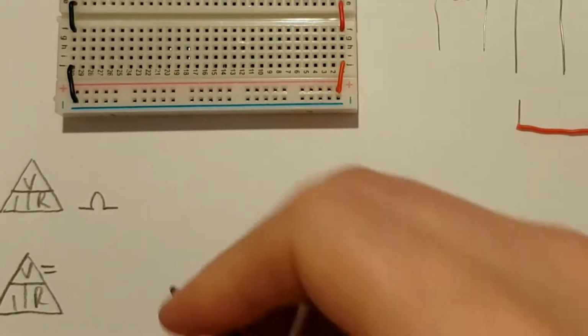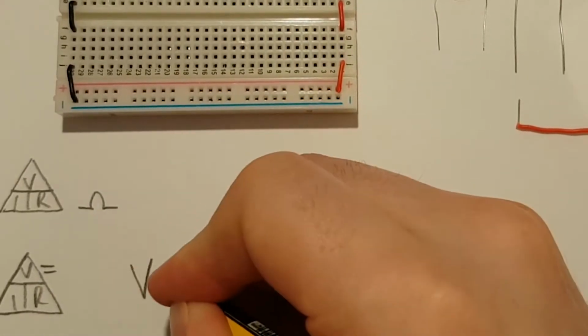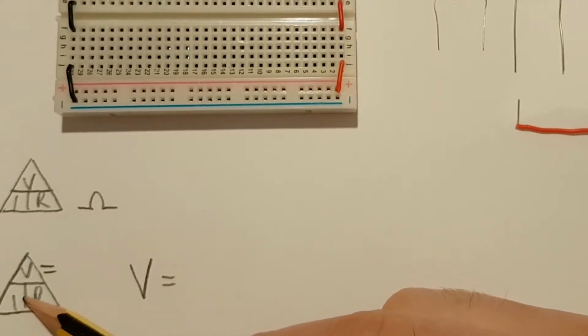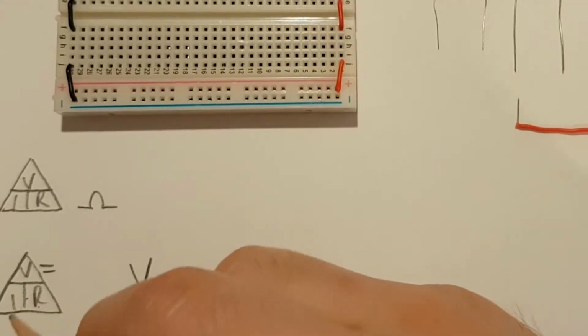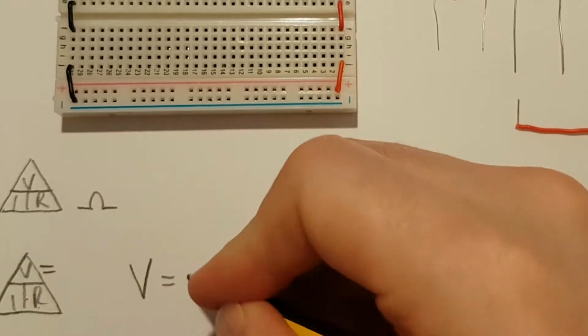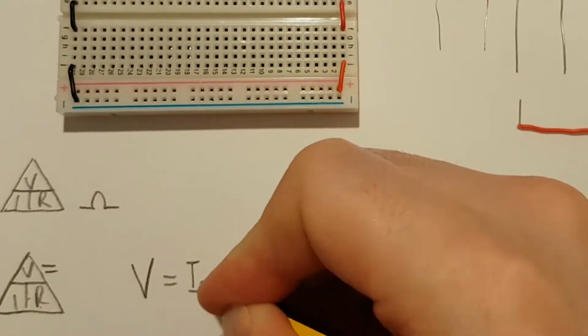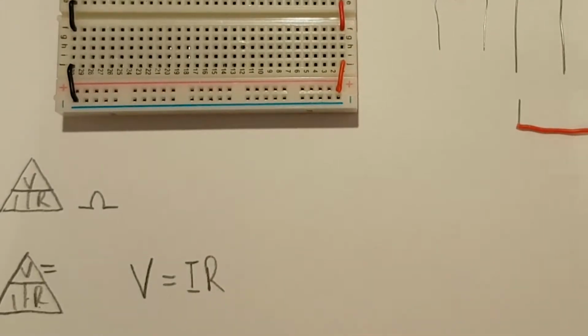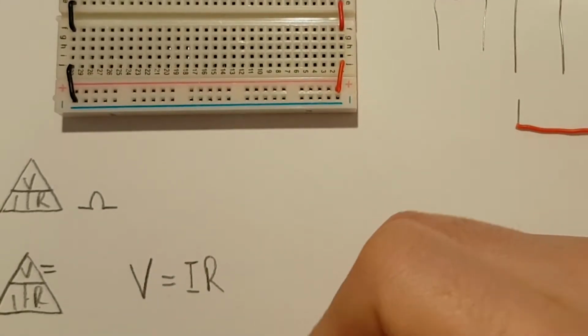equals, so write that here, V equals I times R, because they're next to each other. In a formula, when they're next to each other, you multiply. I, R. Voltage equals current times resistance. Okay.